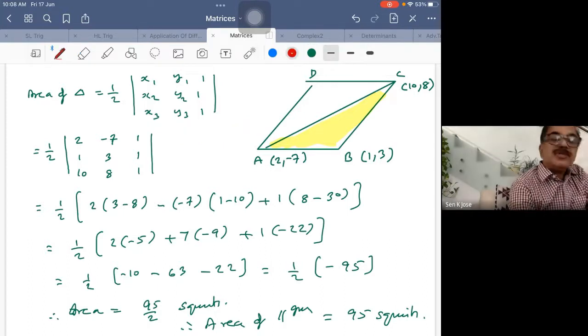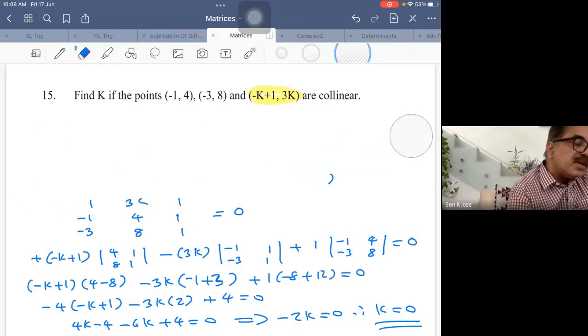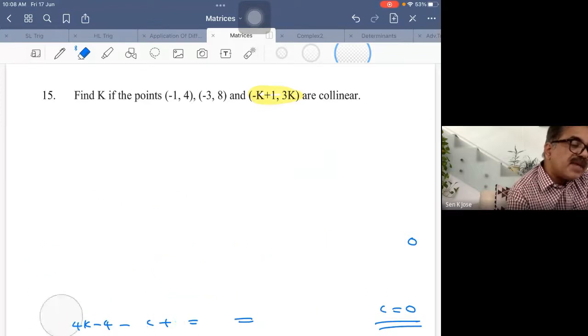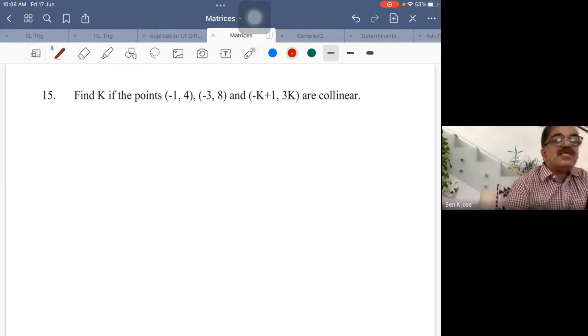Yeah. Okay. So let's go to another one. Look at this question. It says find K if these 3 points are collinear. So they have given you 3 points and they say they are collinear. The best thing to do here is draw a line and mark these 3 points on it, because they are collinear.